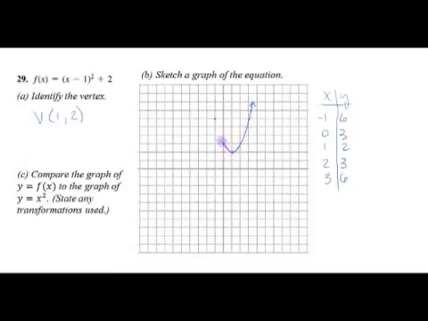And we can make our nice sketch of our graph there. And comparing this to y equals x squared, it's the same width, but we have shifted positive 1, so right 1, and positive 2, so up 2. So we did a shift to the right 1, and we did another shift up 2.